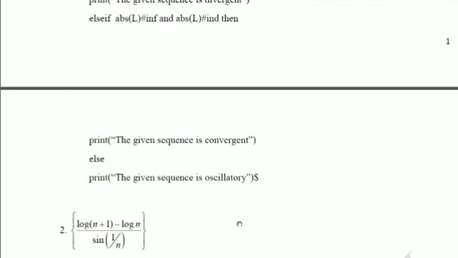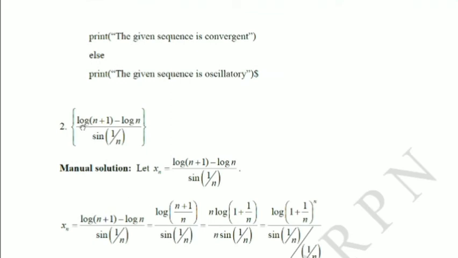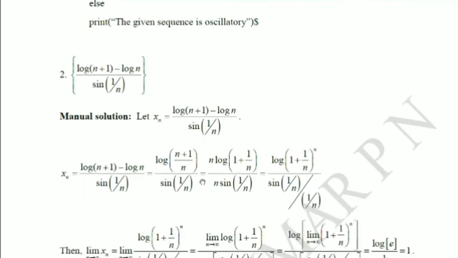Okay, let's see the next example. Given another example, log of n plus 1 minus log n whole divided by sine of 1 by n. Now let's call this one the nth term. So xn is log of n plus 1 minus log n whole divided by this. Now if you apply the limit, you're going to get indeterminate.